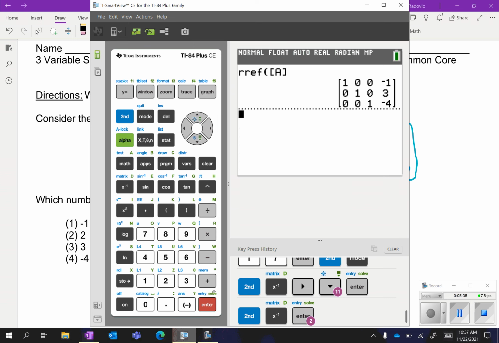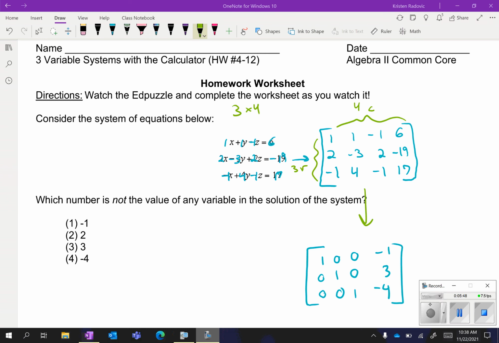And this is actually a matrix in echelon form. It has ones all along the diagonals, and then your answers are set up at the end. So I'm going to copy this down onto my paper. So now you just have to read this to get your answer.